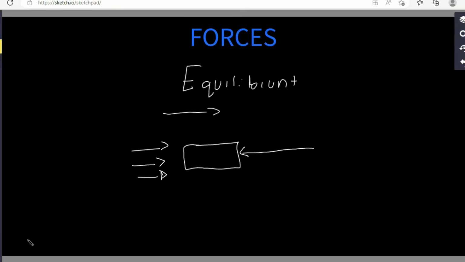So you can say the equilibrant of a system of forces in the same plane is a single force which will balance the system of forces, or you can just say it's the force that will balance the resultant force. And that is how we conclude our first part of the forces topic.